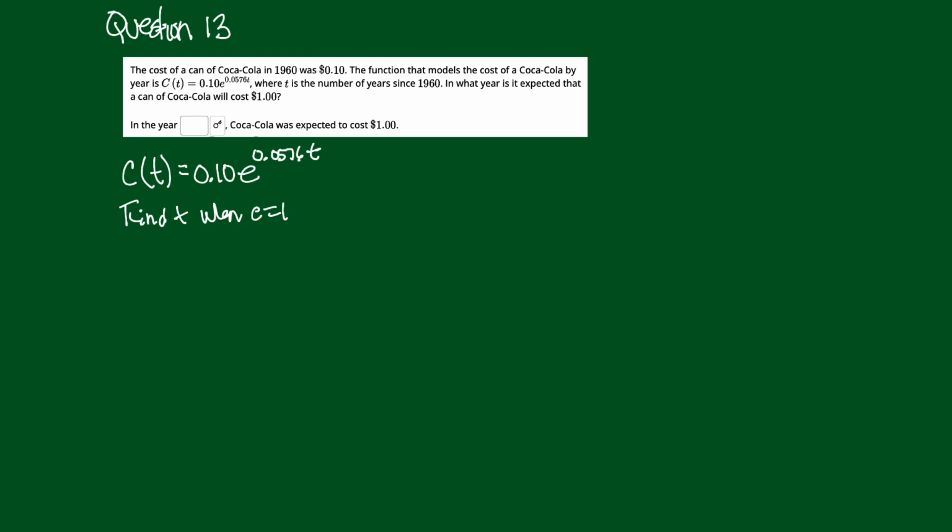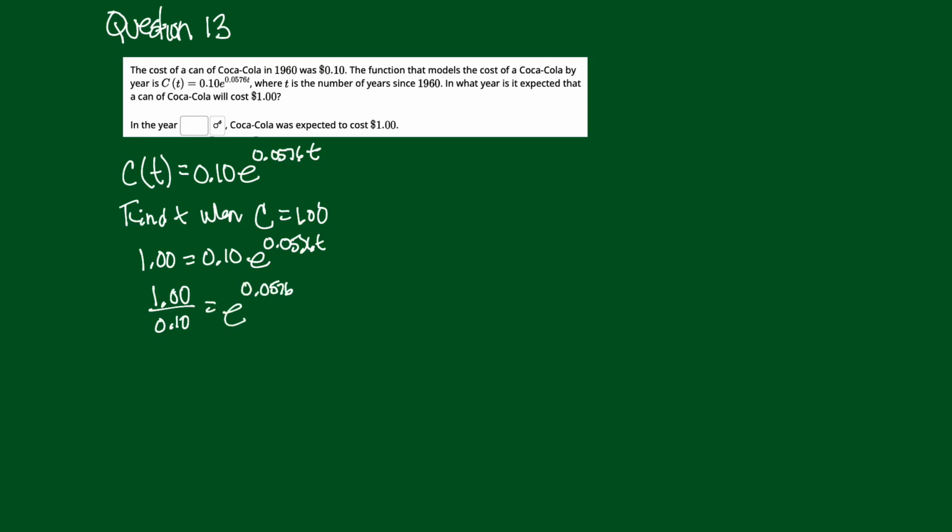That doesn't look like a good c. Let me write that again. When c equals $1, let's put $1 in for c. So we'll get 1.00 is equal to 0.10 e to the 0.0576 t. Now, this is exponential, right? The variable's in the exponent, so we're going to isolate that by dividing. I'll get 1.00 divided by 0.10 equal to e to the 0.0576 t.